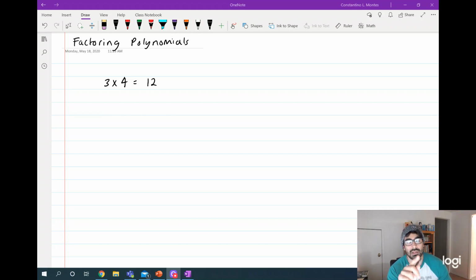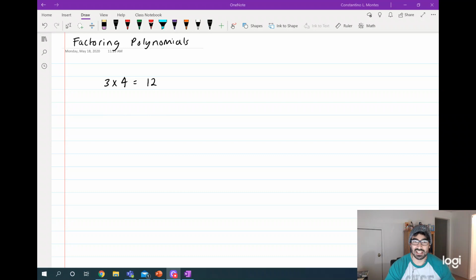Last week we were talking about multiplying polynomials, specifically binomials and trinomials, using an area model, which is going to be real nice for us when we start factoring. So the process of factoring is just the reverse engineering process of multiplying.